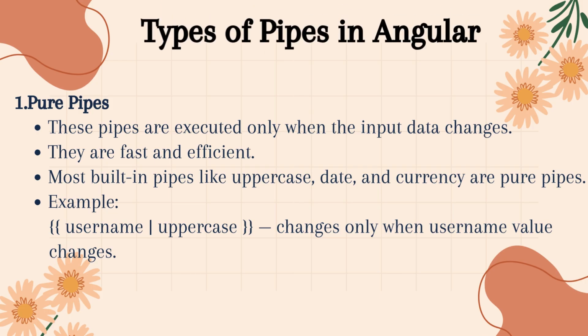Types of pipes in Angular. There are two main types of pipes in Angular. 1. Pure pipes. These pipes are executed only when the input data changes. They are fast and efficient. Most built-in pipes like uppercase, date, and currency are pure pipes. Example, username pipe uppercase changes only when username value changes.